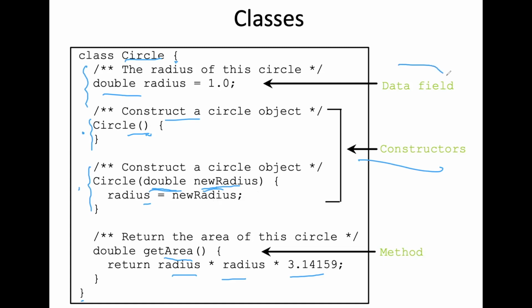Together, we call this data field property. And this method will be the behavior that define the functionality or capability of this circle class. Every class as a blueprint would have a property and behavior associated with it.